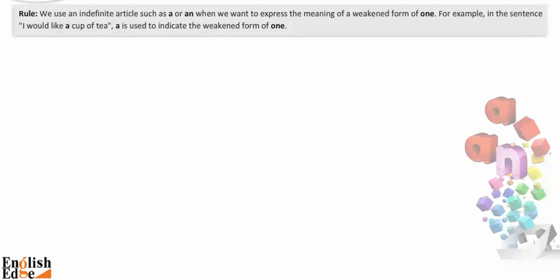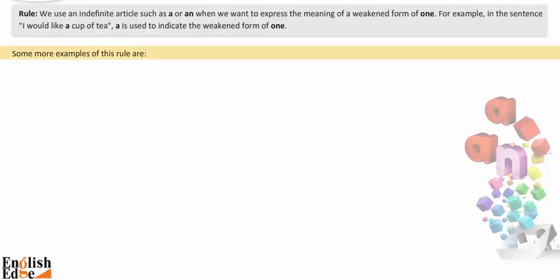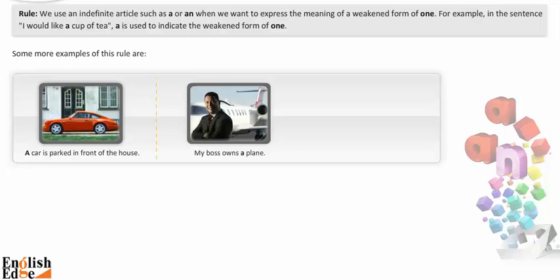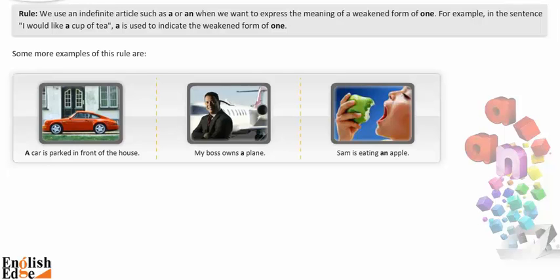We use an indefinite article such as a or an when we want to express the meaning of a weakened form of one. For example, in the sentence, "I would like a cup of tea," a is used to indicate the weakened form of one. Some more examples of this rule are, "A car is parked in front of the house." "My boss owns a plane." "Sam is eating an apple."